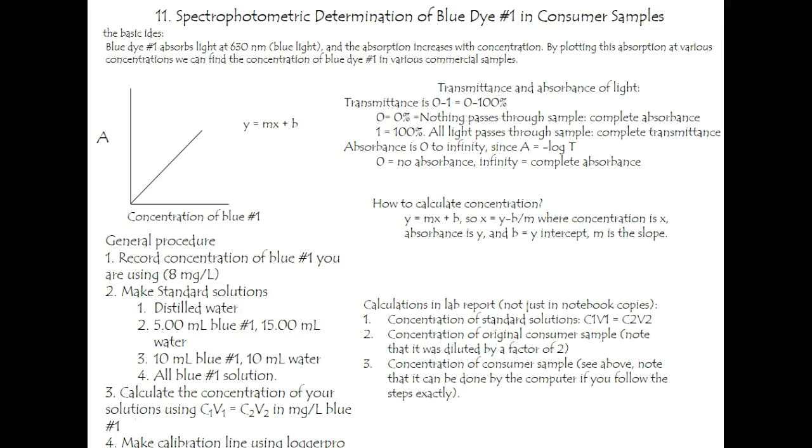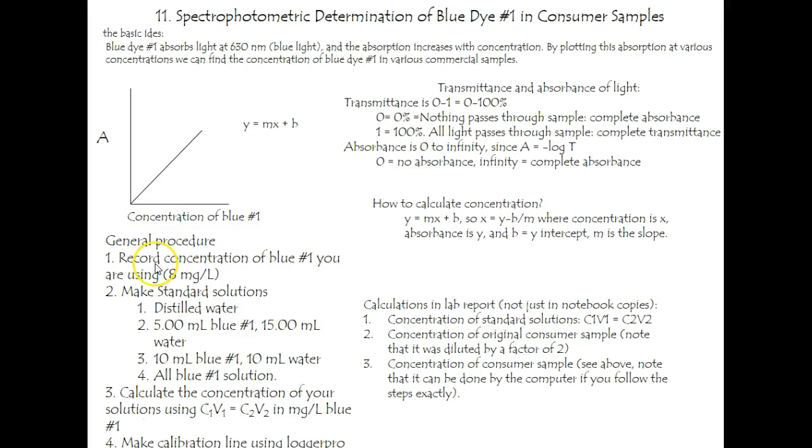So by plotting the absorption versus the concentration, we should be able to find the concentration of blue dye number 1, or anything that's absorbing at 630 nanometers, by comparing it to that standard line. This line should be a straight one of the form y equals mx plus b, where as usual x is the concentration, the absorbance is y, b is the y-intercept, and m is the slope. So you probably want to rearrange to solve for the concentration. X equals y minus b over m. This should be outlined pretty completely in the lab manual.